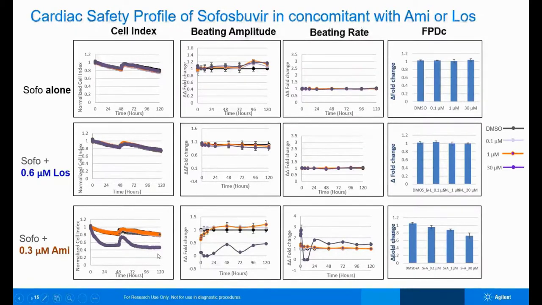Also, it affected contractility, which is reflected by the dose-dependent decrease in beating amplitude while increasing the beating rate. In addition, it showed a dose-dependent reduction in the field potential duration. And this in vitro data collected from the CardioECR system is comparable to the in vivo data.